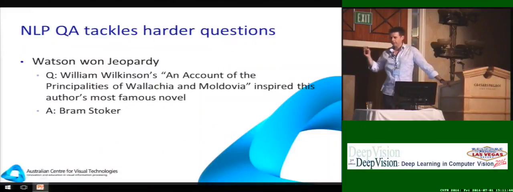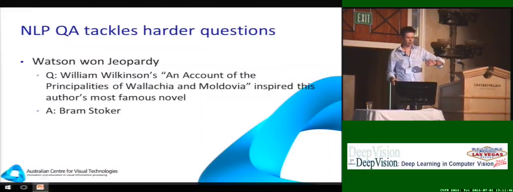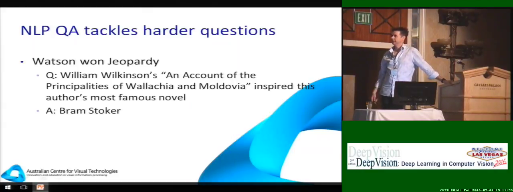So, NLP question answering tackles harder questions, right? Watson won Jeopardy with this. The question was, William Wilkinson's An Account of the Principalities of Wallachia and Moldavia inspired this author's most famous novel. And the answer is Bram Stoker, right? But the Watson process, which is open architecture question answering, was able to go through its databases in the time that it had available and pull out that answer. We're a long way from that kind of question, right?